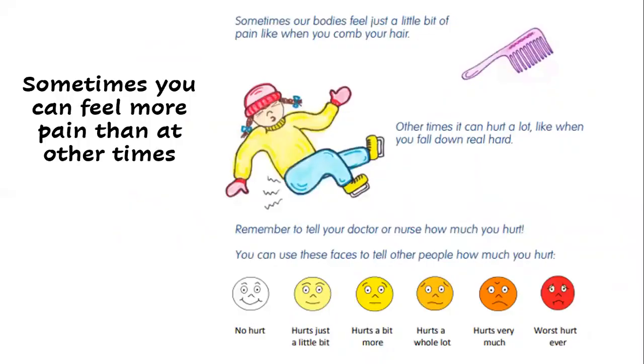Clarify that you can sometimes feel more pain than at other times. This is also a good time to what we call calibrate a pain scale for children. It is important that children understand the scale and know what the different components mean. Use examples of previous painful experiences that the child may have had and help the child to find the appropriate response. For instance, you can ask the child to think about the worst pain he or she ever experienced and point out that that will be the worst hurt ever on the FACES pain scale.